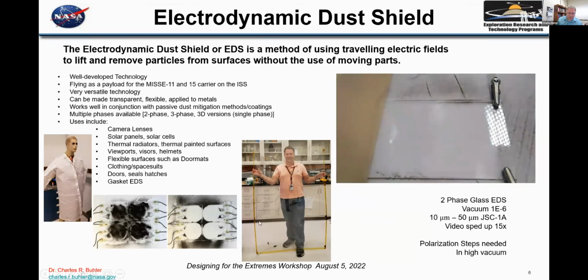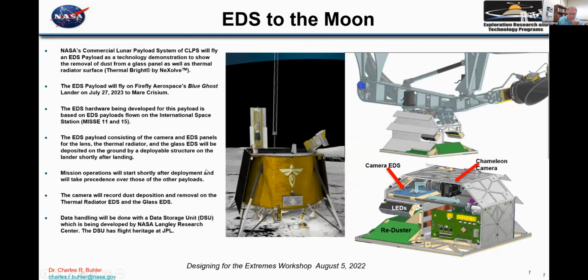There's me behind a solar panel EDS. We had a few flight versions of it using Apollo samples, on reduced gravity flights. We make them for lenses and solar panels, thermal radiators. We're working on visors, doormats, spacesuits, a little prototype spacesuit, gaskets and seals. So this is one way that we address the dust issue: keep people from touching it, grabbing the dust.